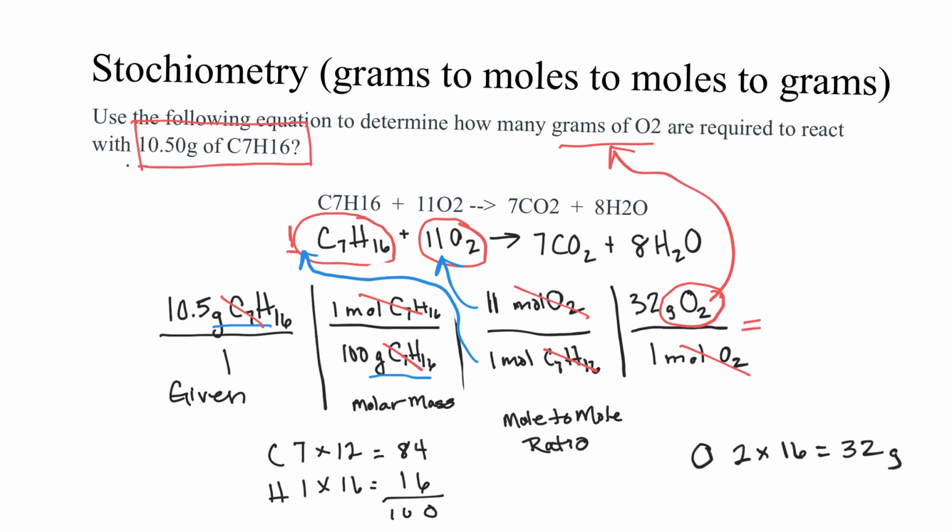And so now all we have to do is multiply through. And so we're taking 10.5 times 11, which is 115.5, and then times 32, which is 3,696, but we need to divide that by 100, right? And so our answer is going to be 369.6 grams of O2.